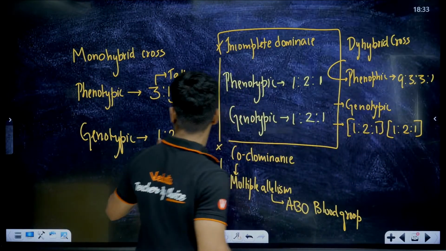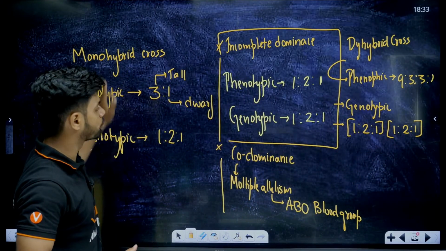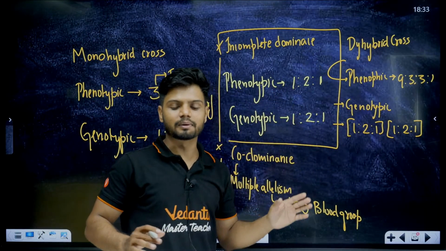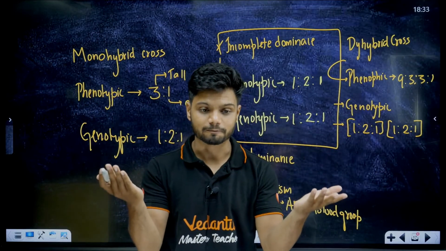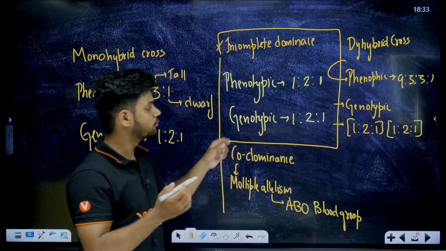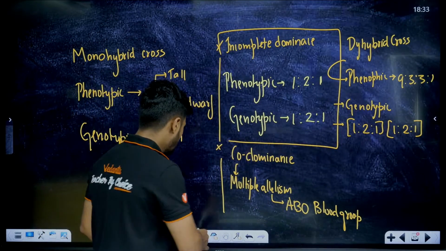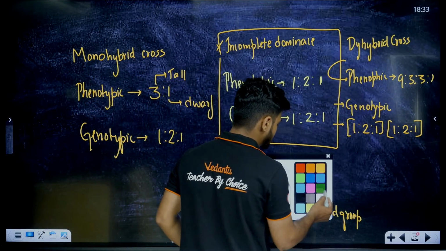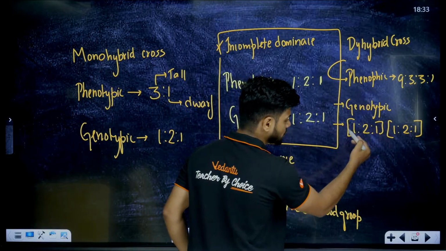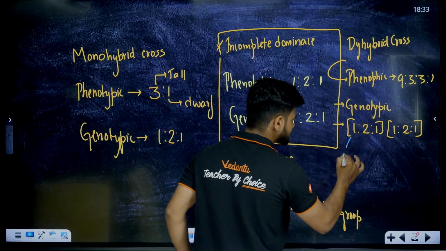take the genotypic ratio of monohybrid cross. Dihybrid cross is typically nothing but a cross between two monohybrid crosses, right? So if you want to find the genotypic ratio of dihybrid, the simple trick is to take the genotypic ratio of two monohybrid crosses and just multiply it.